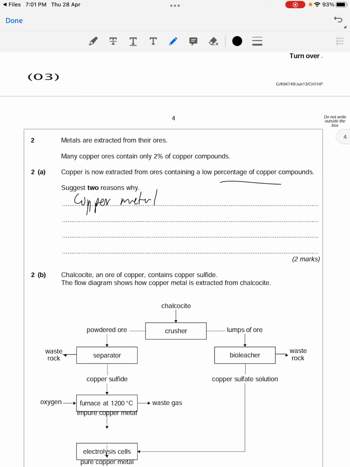the copper metal is in demand, due to copper ores running out, okay? Then you can mention that copper is also expensive because it's a metal, right? Because it's more, copper is expensive, so that's what you can mention.